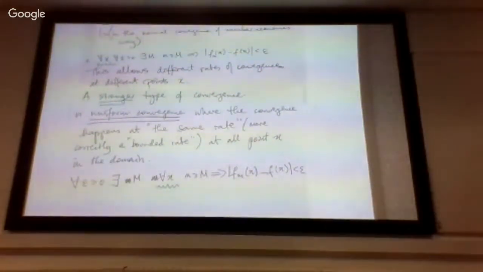So there's some bounded rate. Some points x might take a little bit slower than other points x, but there's a bound to how slow that convergence can be happening. If you set the speed of convergence at that lowest possible bound, you'll see all the values of f_m of x converge to f of x at that rate or better.